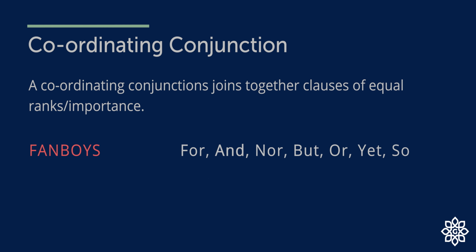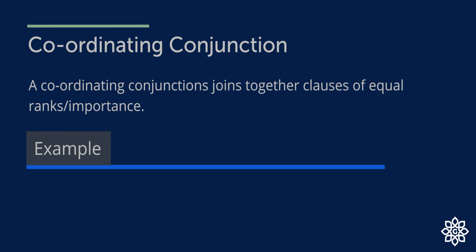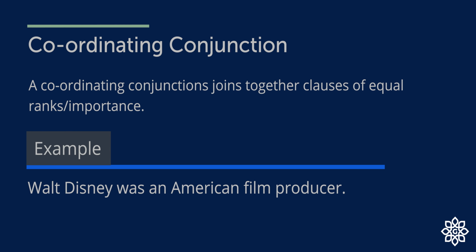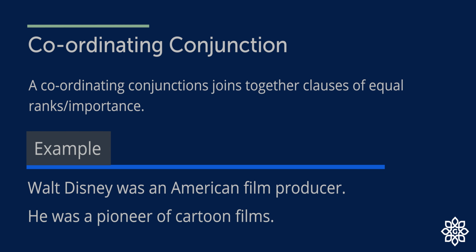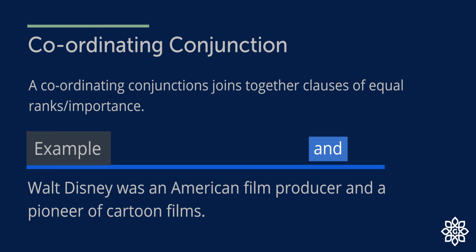Let us examine the following sentence. Walt Disney was an American film producer. He was a pioneer of cartoon films. You can join these two sentences using the conjunction and. It can be rewritten as Walt Disney was an American film producer and pioneer of cartoon films. So let us do some practice questions from section A to better understand this.